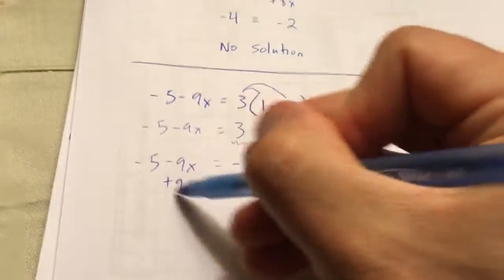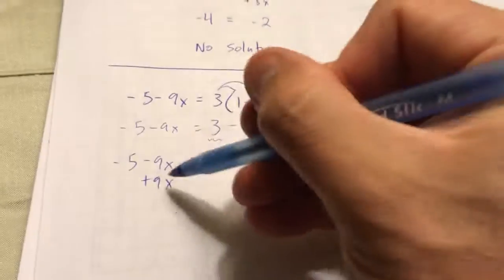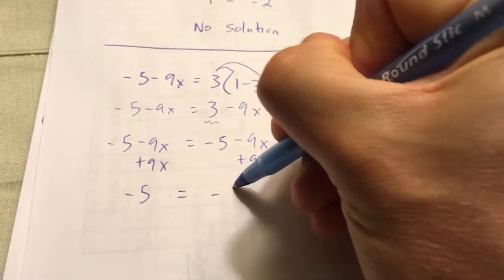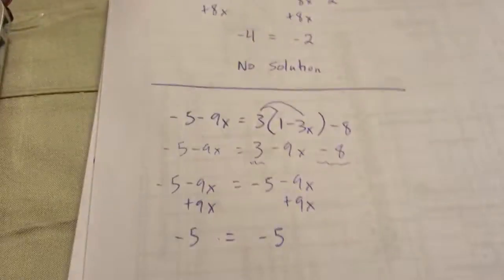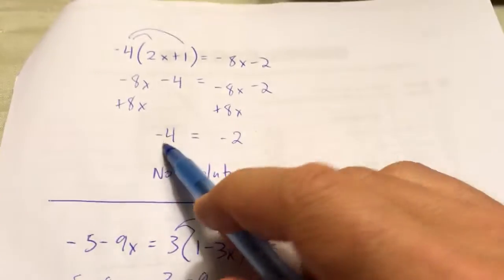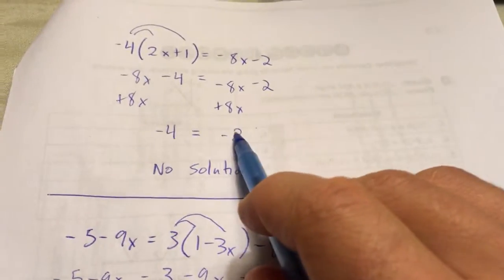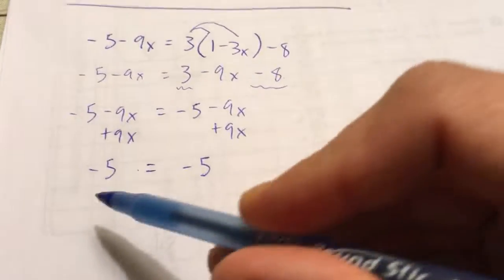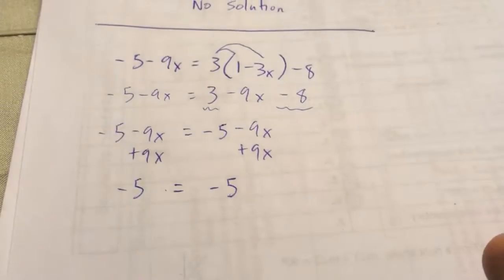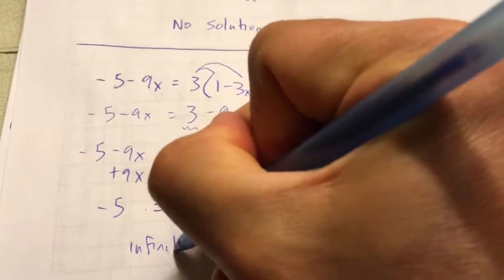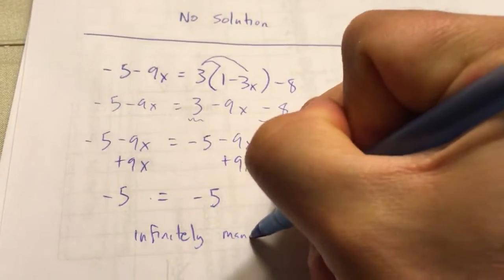And we get, oh, look at this. Our x's are going to cancel out of both sides again. So notice we're left with negative 5 on the left equals negative 5 on the right. Look at that. So recall, up here, we got some number equals some other number, which is a false statement, so we said no solution. Here, is this a true statement? Does negative 5 equal negative 5? Yes, it does. That means there are infinitely many solutions.